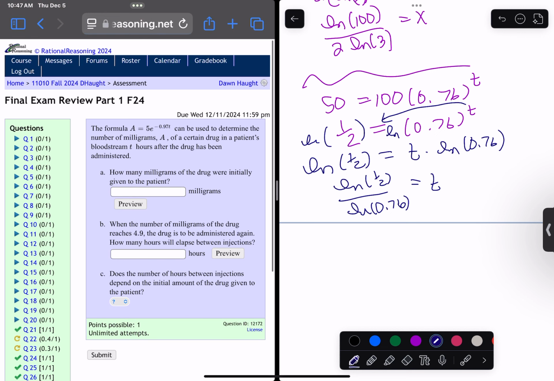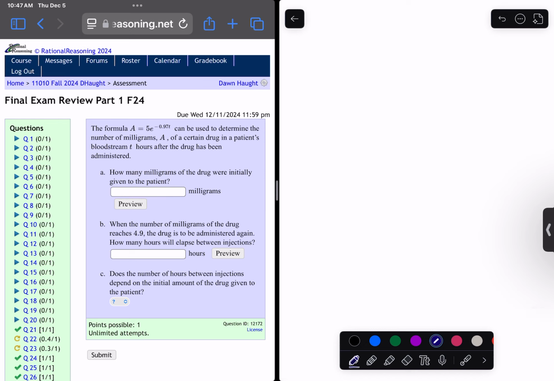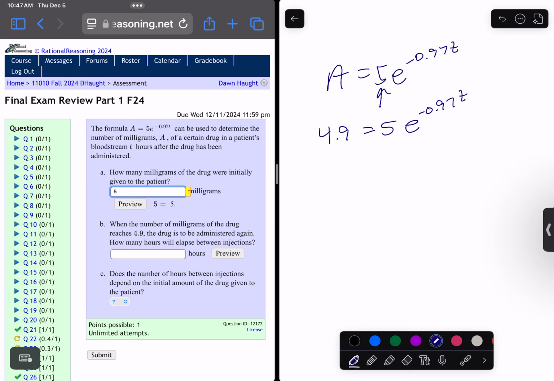Last one. Okay. So we have a formula. It is used to determine the number of milligrams of a drug in a patient's bloodstream. T is going to be hours, and A is the amount of milligrams. How many milligrams were initially given? Well, if we look at the formula, this is always where our initial amount goes, so that would be 5 milligrams. When the number of milligrams of the drug reaches 4.9, how many hours have passed since the injection? So I know 4.9 was my final amount, and so this becomes exactly the same trick as before.